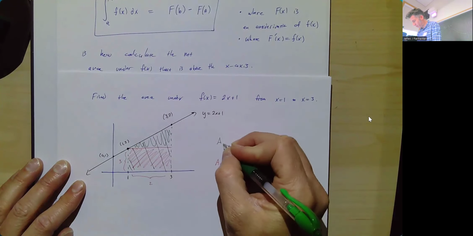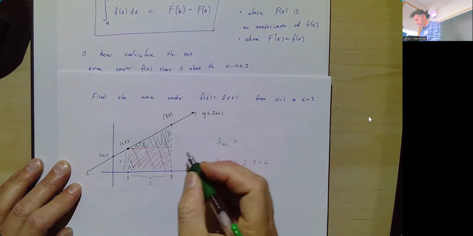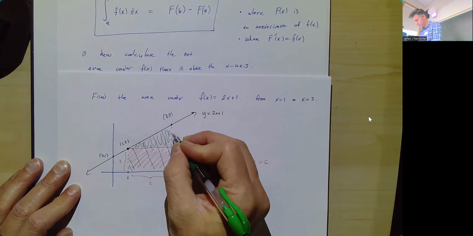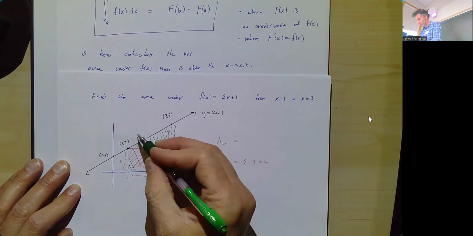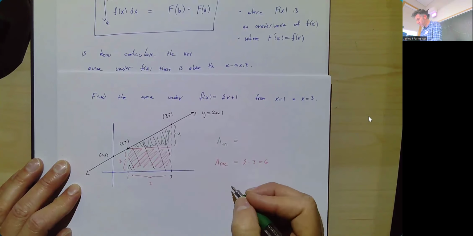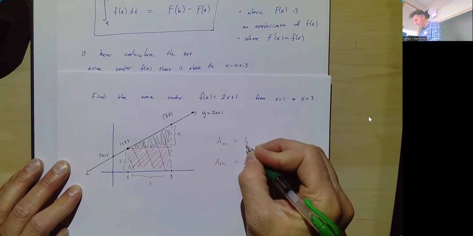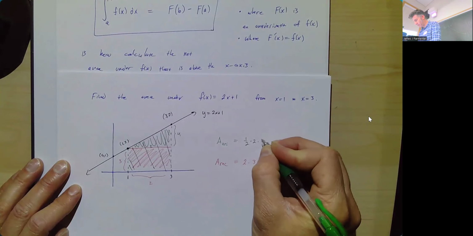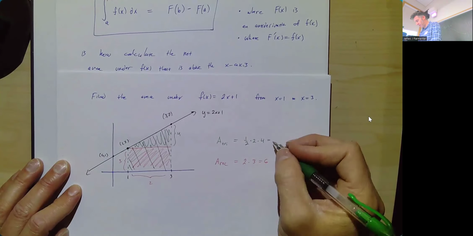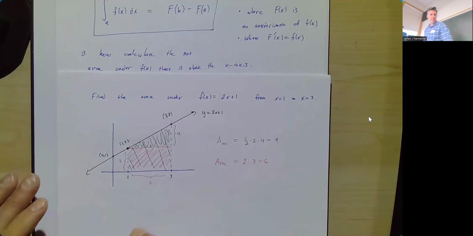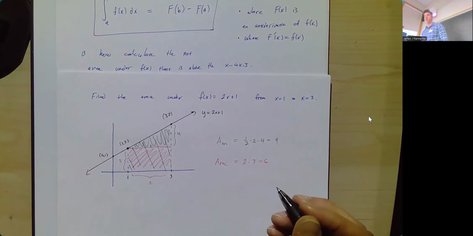The area of that triangle, well, the base is also 2. The height is 7 minus 3, which is 4. So the area is going to be 1/2 the base times the height, which is 1/2 times 8, which is 4. So the total area under this curve is 10, just by looking at the geometry of things.